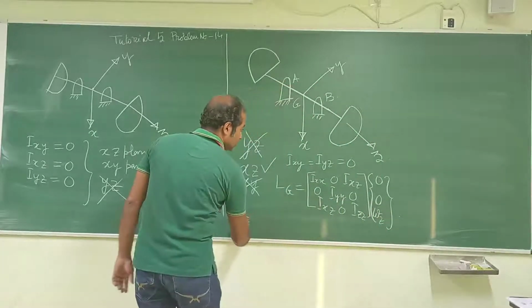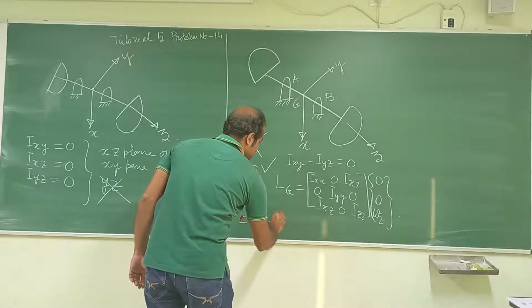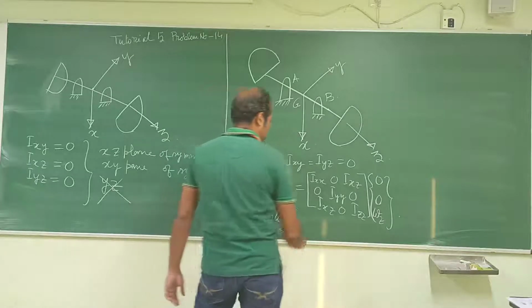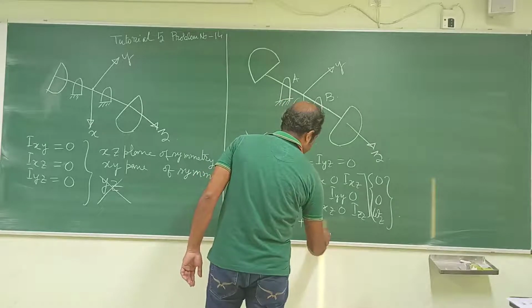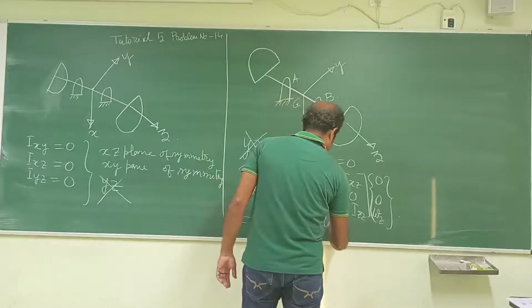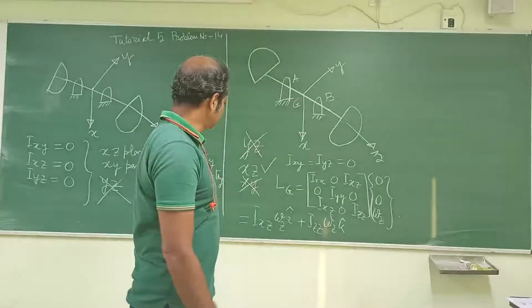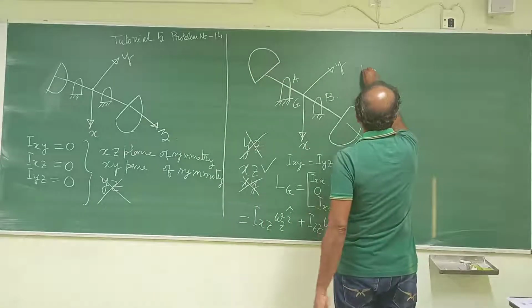So essentially you are having Ixz omega z i cap plus Izz omega z k cap. This is what is your LG. Now what is going to be MG?